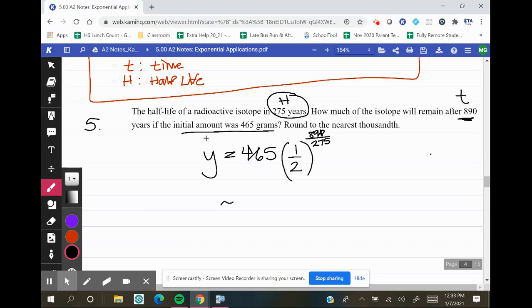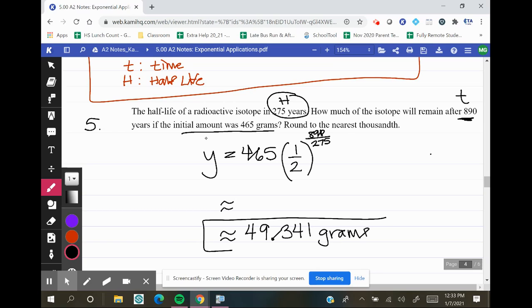Right, so again, you would write out the full decimal. I'm going to let you do that because mine is lagging so much. And then you would round to the nearest thousandth. So that's tenth, hundredth, thousandth, 3 decimal places. So the final answer should be 49.341 grams will still be left after 890 years.